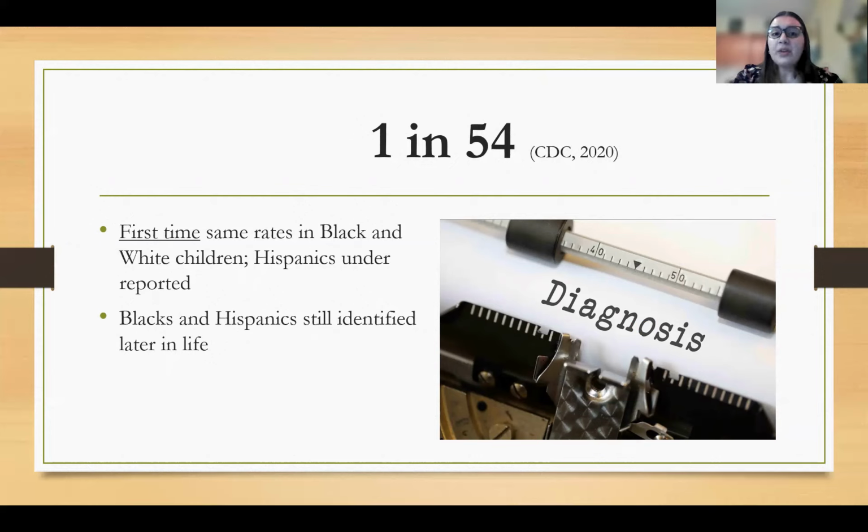Still, though, Hispanic individuals are underreported and underdiagnosed. Black and brown children are still identified later in life, maybe even in adulthood, while white children are typically diagnosed much earlier. So there are still some of those issues with our racial structures in the United States that show up in our diagnosis numbers.